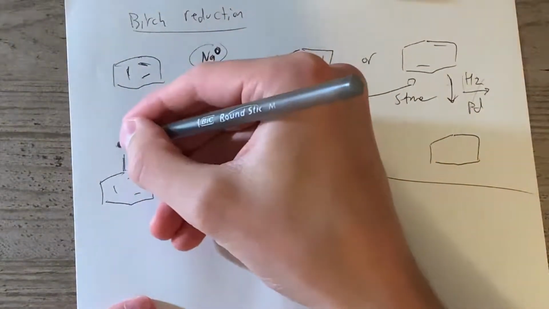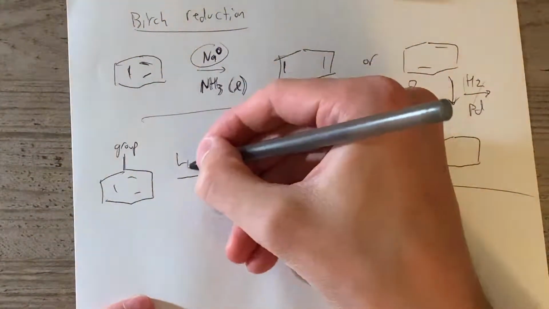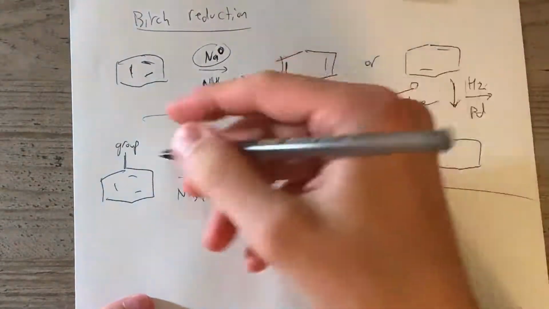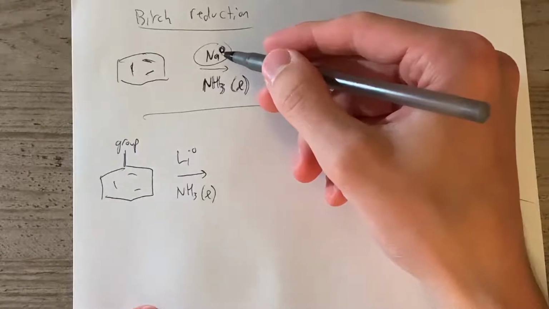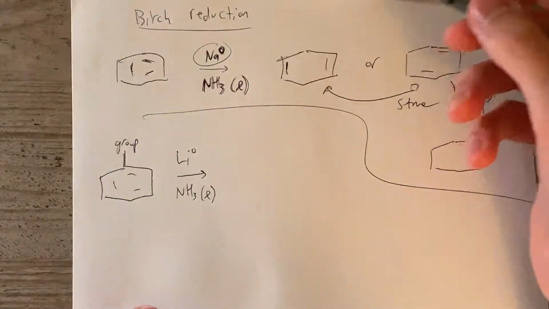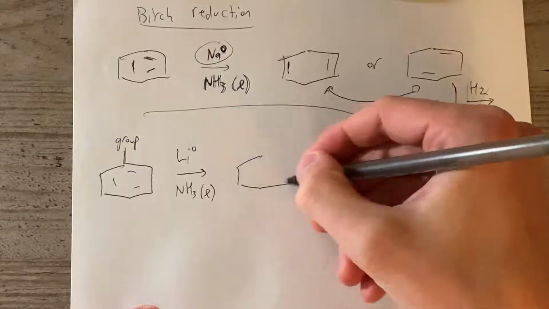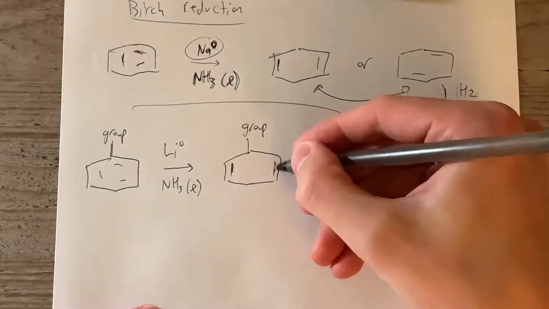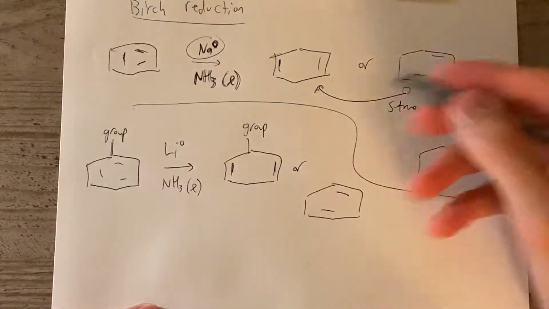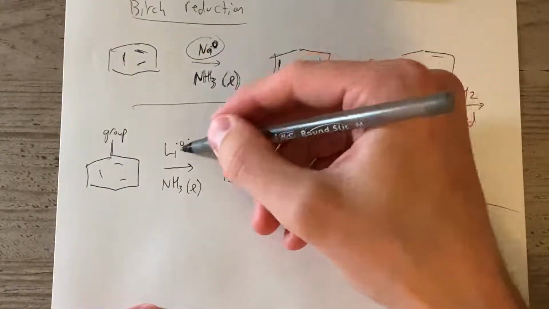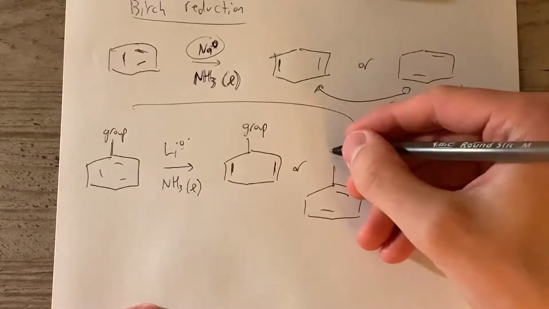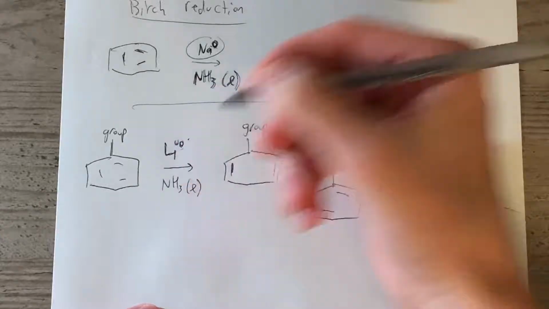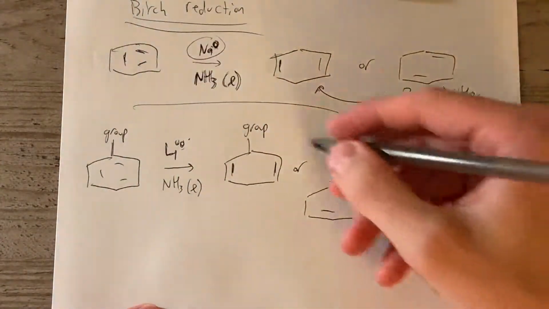So you've got a group on here. You could also do Li or NH3 in liquid. These are the only two you're going to see. You're only going to see this one or this one, I'm pretty sure. All right. So the group can either be away from the double bond or on it. And again, these two do the same thing. The Li or the Na, it doesn't matter. Same reaction occurs, the Birch reduction.